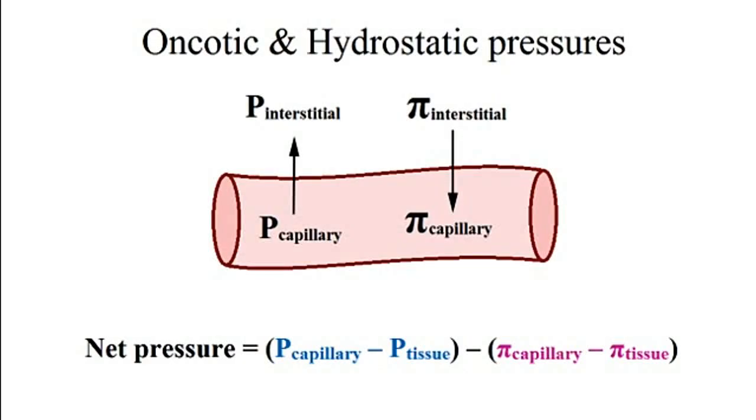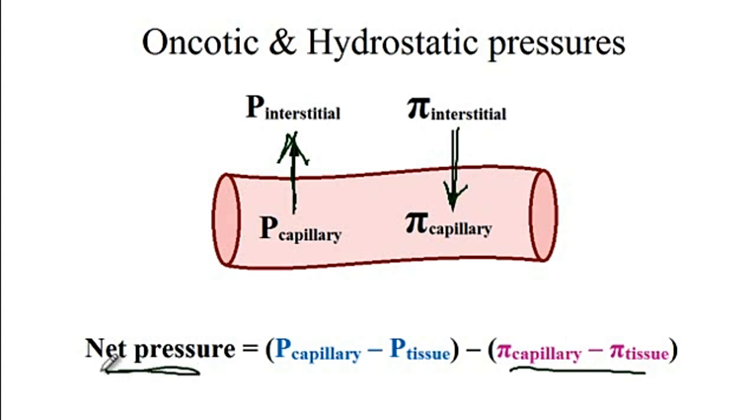In this video, I'm going to discuss how the oncotic and hydrostatic pressures will determine the leakage of fluids out of the capillaries. So hydrostatic pressure is the force that pushes fluids out of the capillaries. For instance, high blood pressure will increase the hydrostatic pressure and thus push fluids out of the capillaries into the interstitial space. On the other hand, oncotic pressure is an osmotic pulling force that prevents leakage of fluids from the capillaries into the interstitial space.